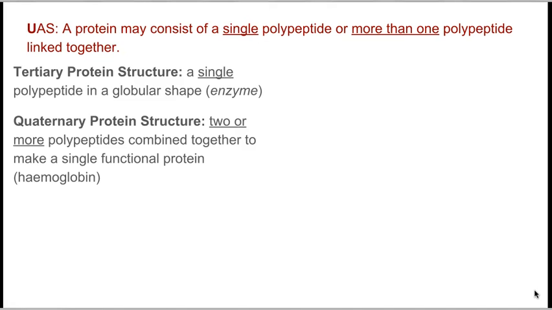In quaternary protein structure, two or more polypeptides combine together to make a single functional protein. So the key difference here, tertiary has a single polypeptide folded into a particular shape. Quaternary protein structure means multiple, two or more polypeptides coming together to form a single functional protein. An example here would be hemoglobin.